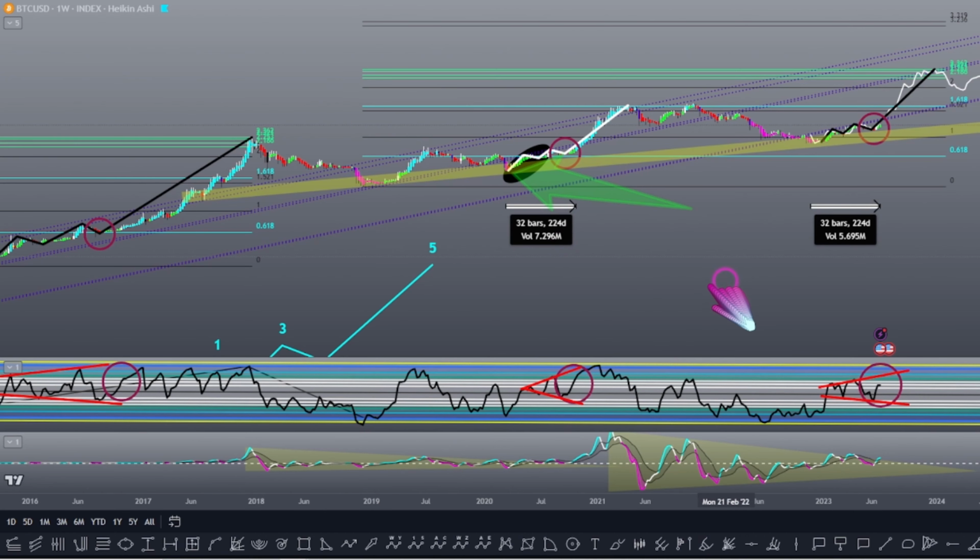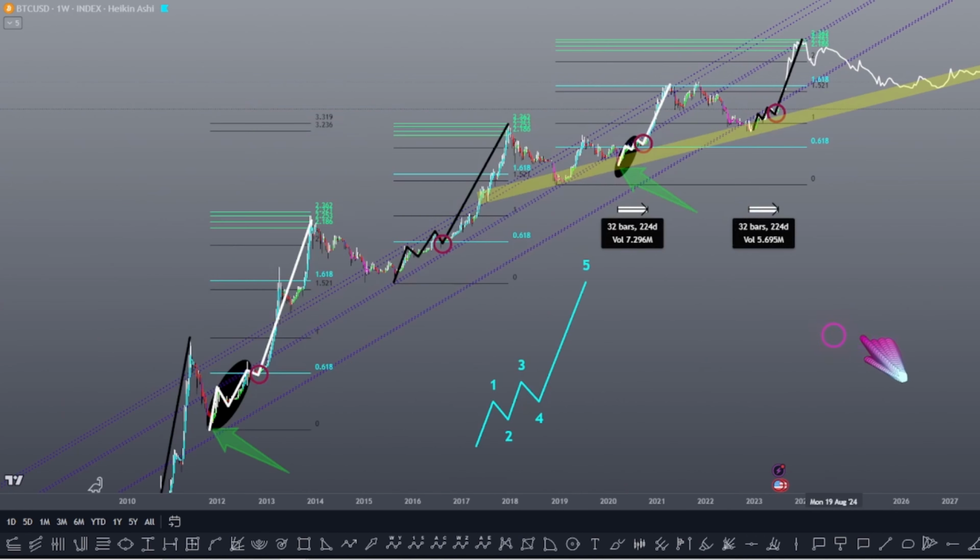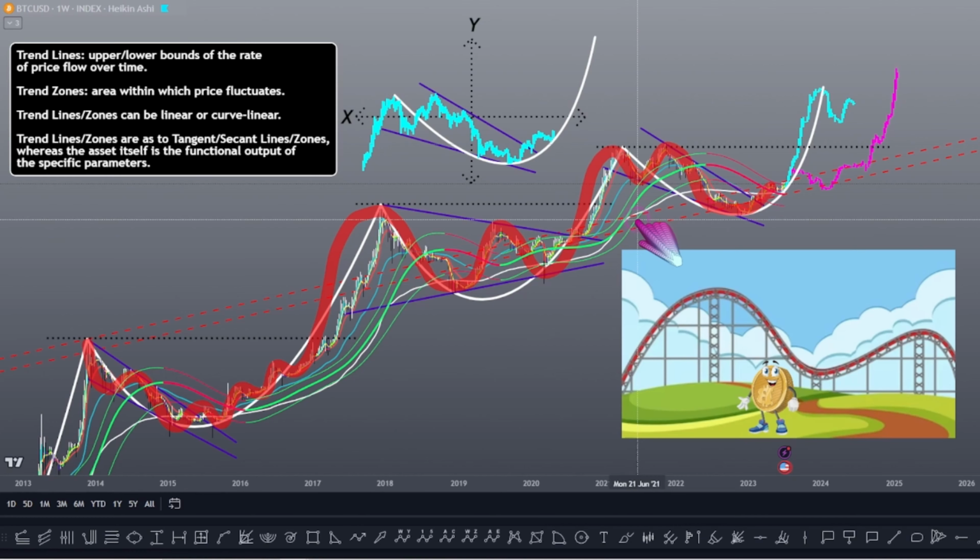But that is, I think that was all. Yeah, all right. Just going to make sure that was all. That was all I wanted to go over for that chart.